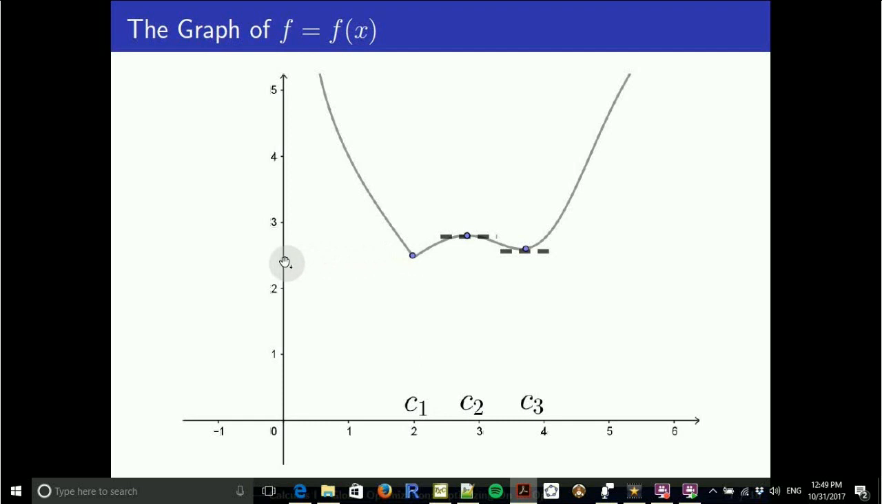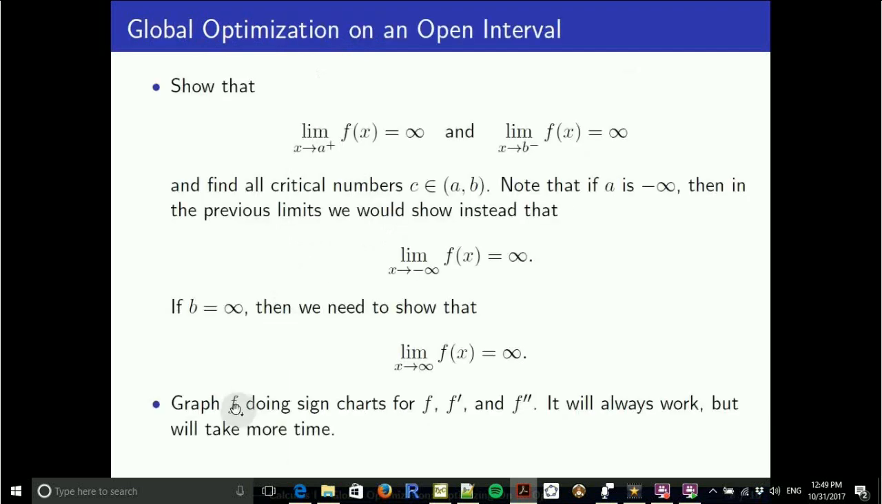Method 4 is to simply sketch a graph of the function f by studying the sign charts of f, f', and f'', and the limits involved in finding all the asymptotes of f. This is a brute force method. It will always work, but may take quite some time.